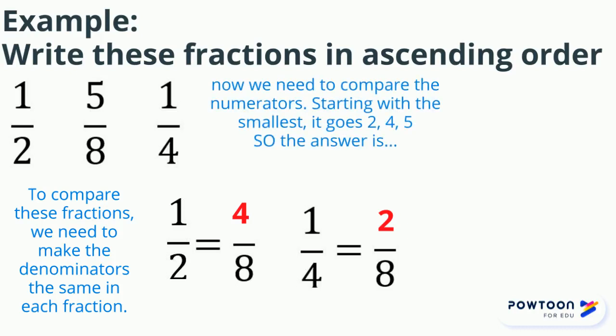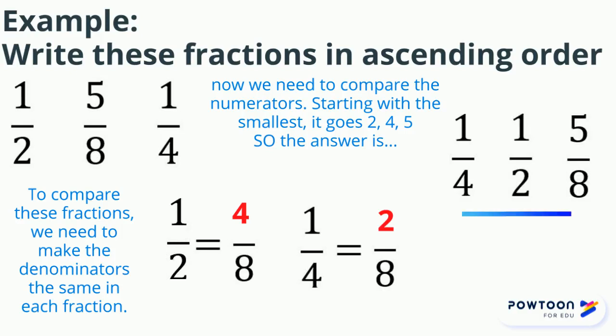Our smallest numerator is 2, which is for 2/8, which is also going to be 1/4, so that's our first fraction. Our next one will be 4, so 4/8. Our original fraction was actually 1/2. And then the last one will be 5/8. So our order is 1/4, 1/2, 5/8.